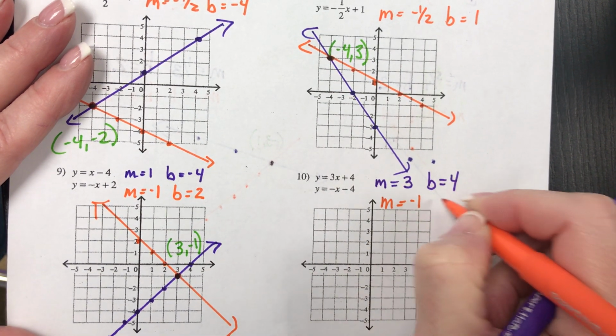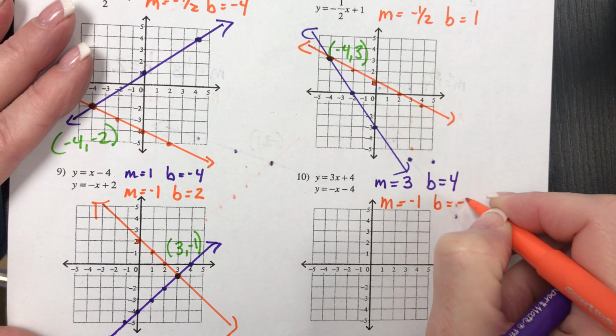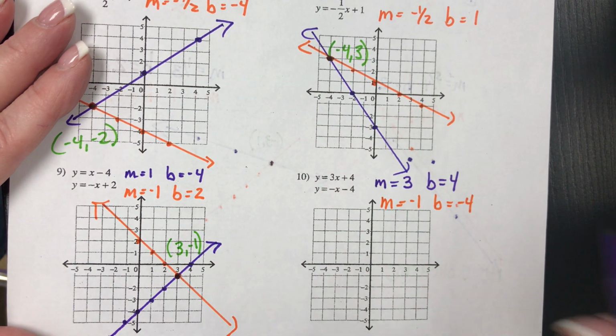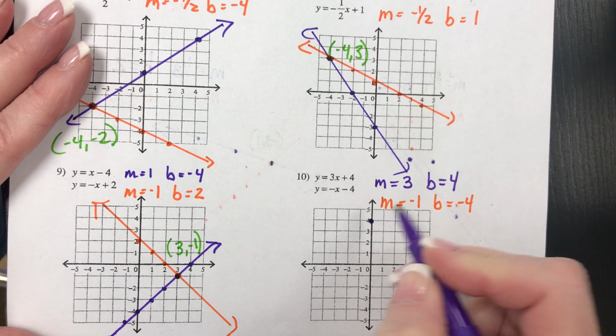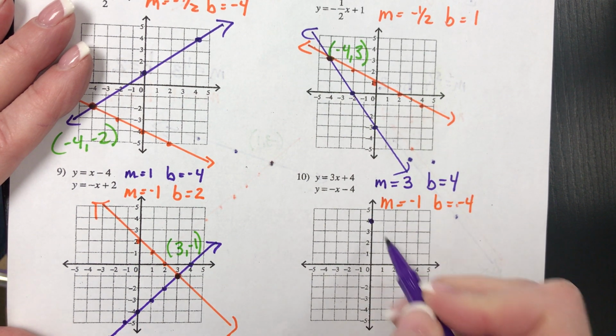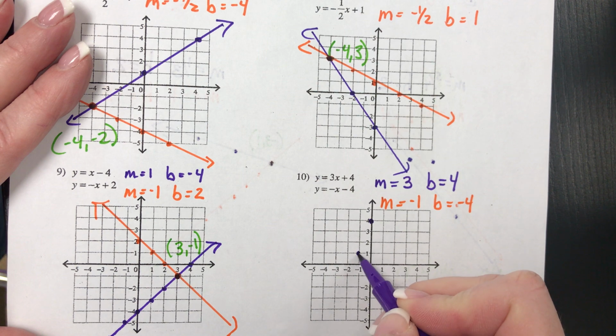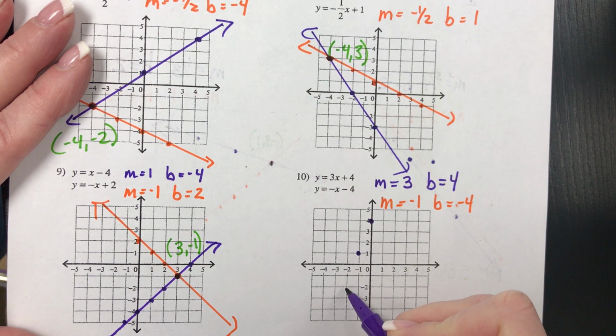All right, so number 10, M is 3 and B is 4. M is -1 and B is -4. All right, so B is 4. 1, 2, 3, 4. Slope is 3. Can't go up and over, so I'm going down and to the left. Down and to the left.